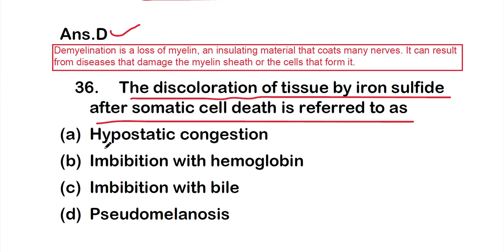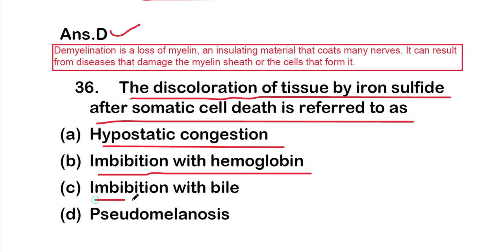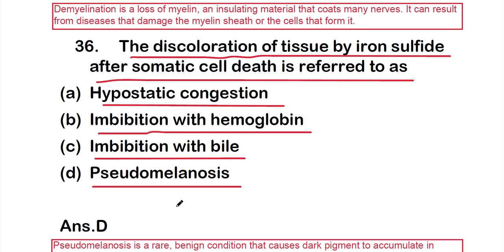Okay. So next question is, the discoloration of the tissue by iron sulfide after somatic cell death is referred to as option A hypostatic congestion, option B imbibition with hemoglobin, option C imbibition with bile, or option D pseudomelanosis. The right answer is option D, that is pseudomelanosis.